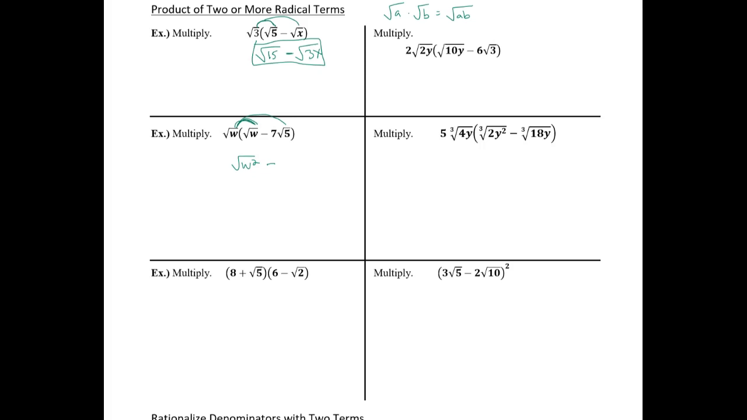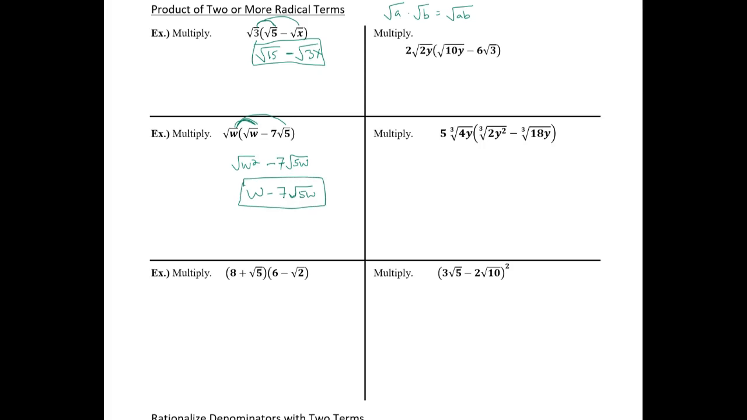Then I have square root of w times negative 7 square root of 5. So that 7 is not under the radical. It stays outside. The two radicals are square root of w times the square root of 5, and we can multiply them together. 5 times w is just 5w. And then lastly, I have to simplify any radicals I can and look for like terms. Well, the square root of w squared is just w. Oops, square root of 5w. And those are not like terms, so that's as far as we can go.